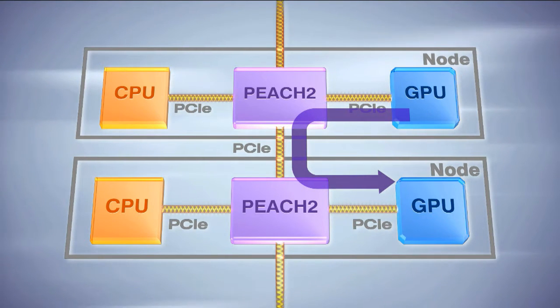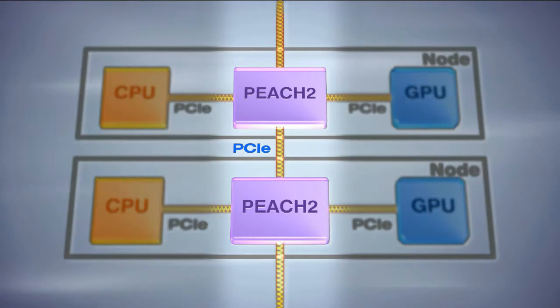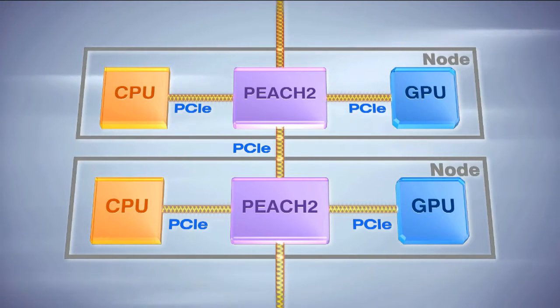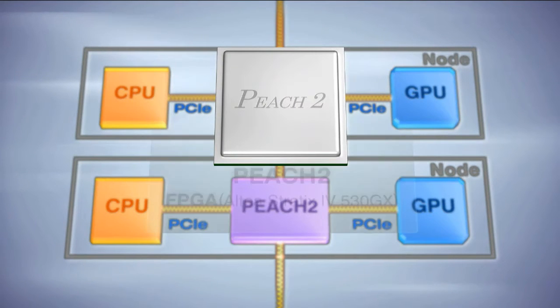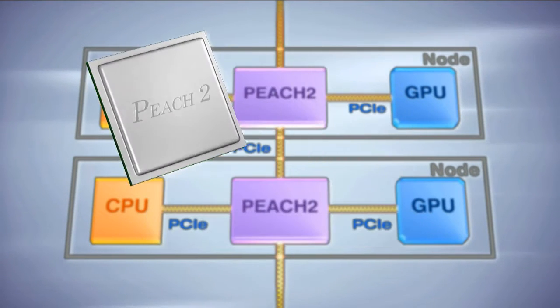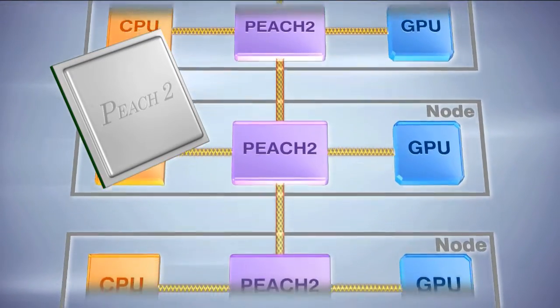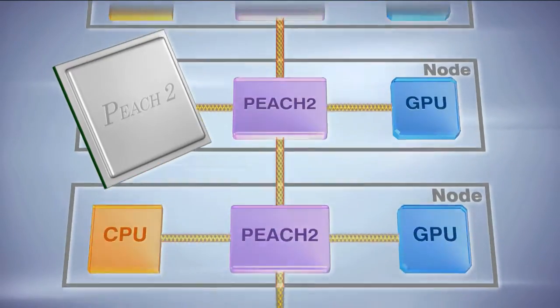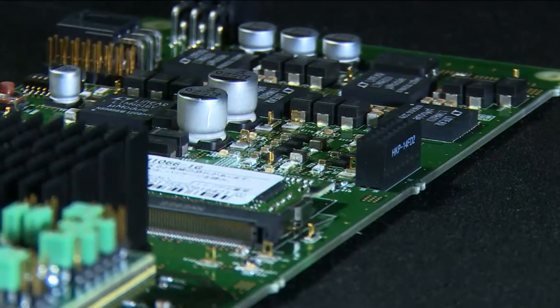TCA uses PCI Express, the I/O bus that normally connects the CPU and peripheral devices, to directly connect computing nodes and the devices above those nodes. We developed a special chip named Peach2 with FPGA in order to realize the TCA network. Peach2 plays the role of an intelligent switch to connect any PCI Express device such as a GPU. We also developed the Peach2 communication board to utilize Peach2 in any generic PC server.